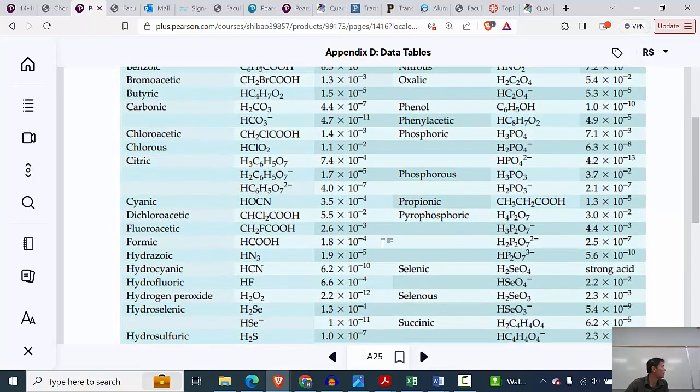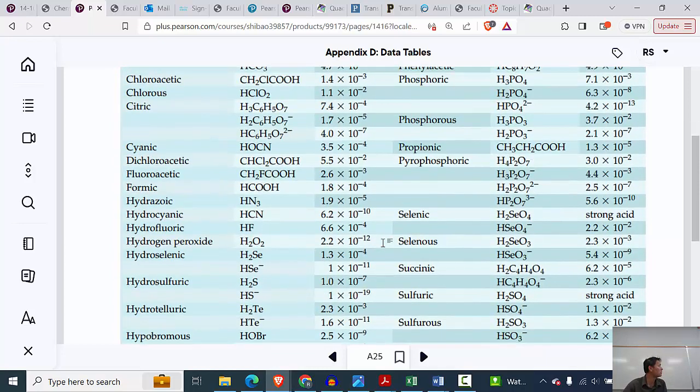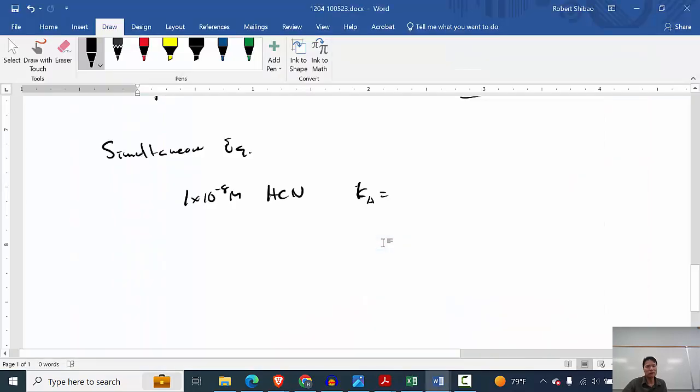This is not ammonia. Ammonia is typically not thought of as an acid, but it can be. Its Ka value would be extremely small. It's normally thought of as a base. So anyway, 6.2 times 10 to the minus 10, meaning it's pretty weak, but it's still stronger than what?